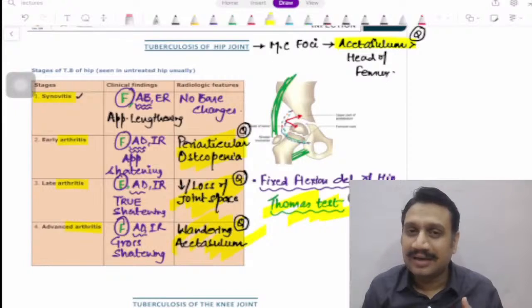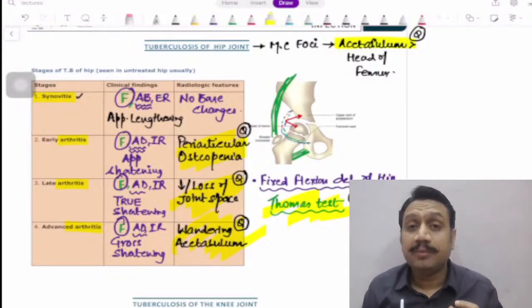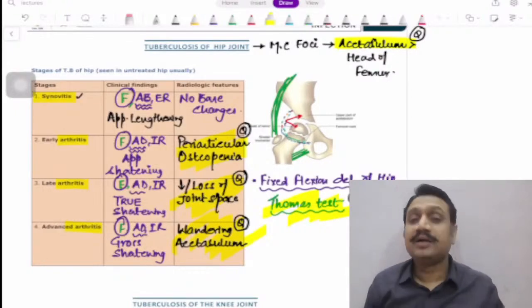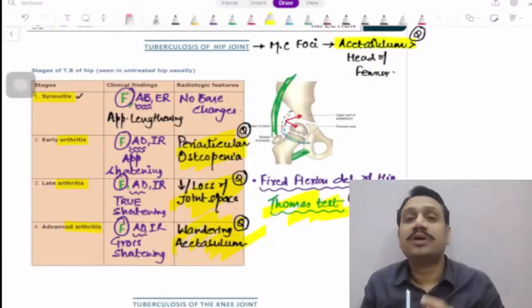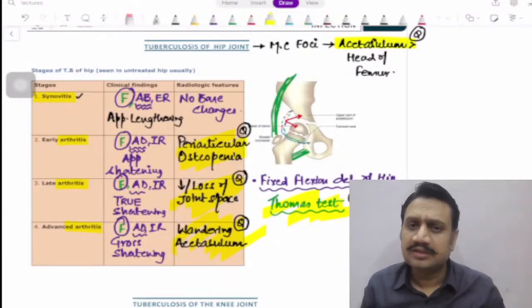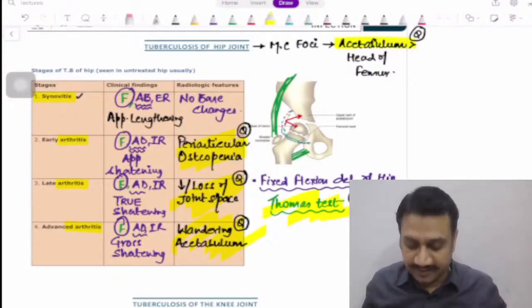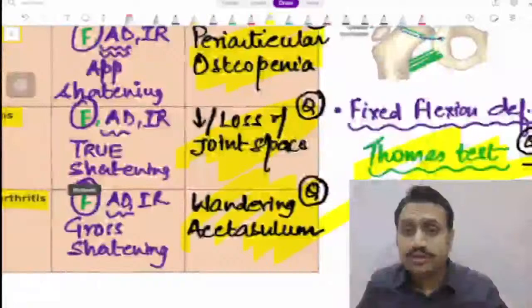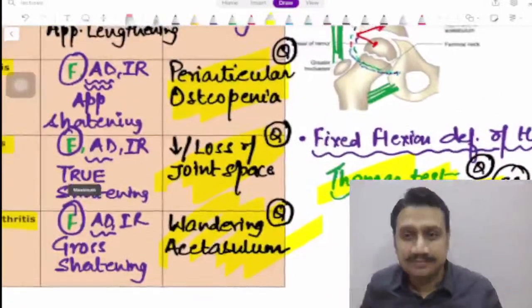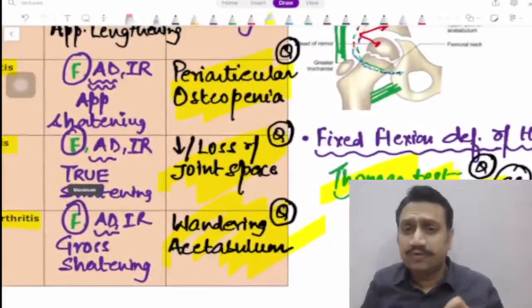Okay, second one, early arthritis, meaning apparent shortening now, but only the pressure effect onto the bone, which is called periarticular osteopenia. Third one is the true shortening, where there is a decrease or loss of the joint space. And fourth one is gross shortening coming to us with the wandering acetabulum. All right, these are the 4 most important points.